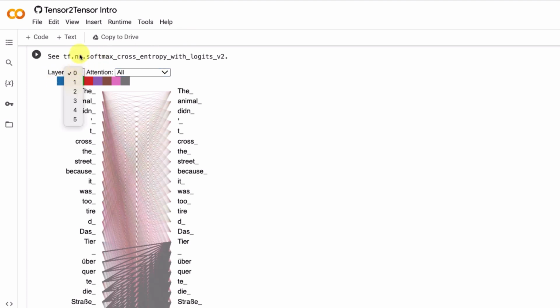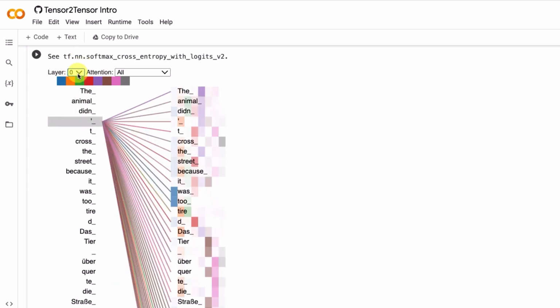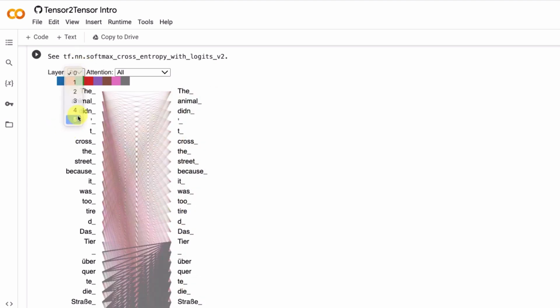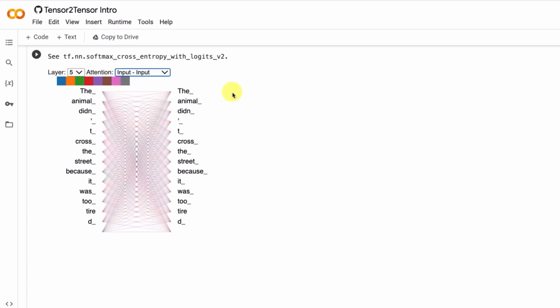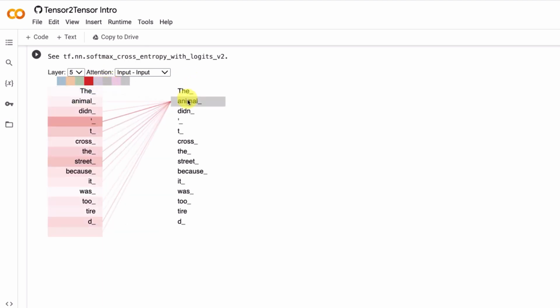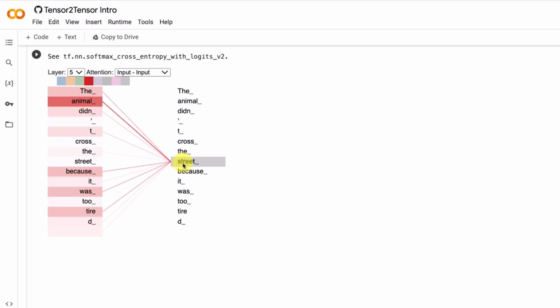We're not going to talk a lot about layers at this stage, we'll cover layers in a separate tutorial. We haven't talked about them yet, so just put it on layer 5 for now, and then for attention, instead of all, let's put input to input. And then to make things simpler, let's just keep one of them. Let's keep the red one, for example. If you go through these output words, you will see how they're attending.